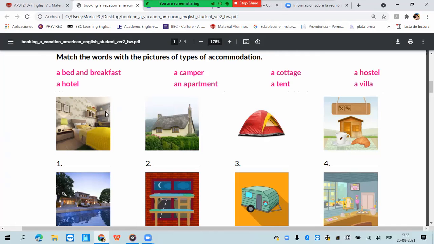Yep. But somebody gets you the breakfast? Exactly. Normally they are houses that rent different bedrooms. So you rent a bedroom and then you have breakfast in the dining room. Okay. So which of these types of accommodation do you think number 1 is?